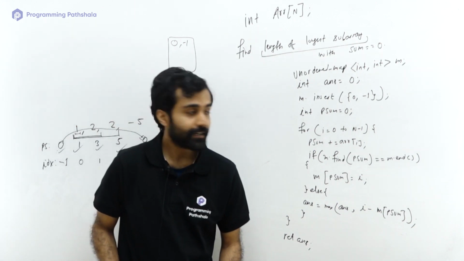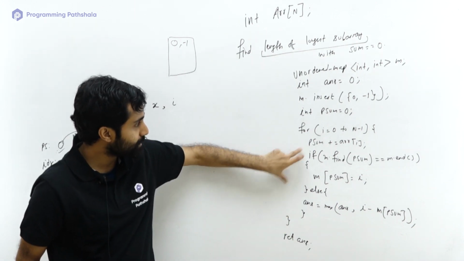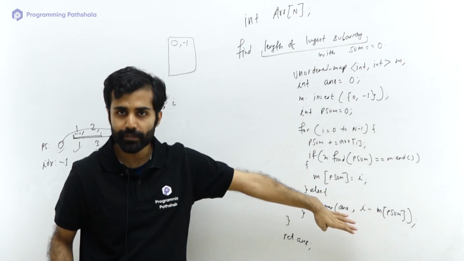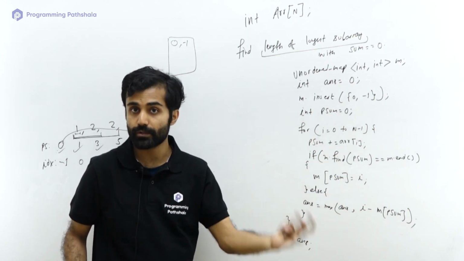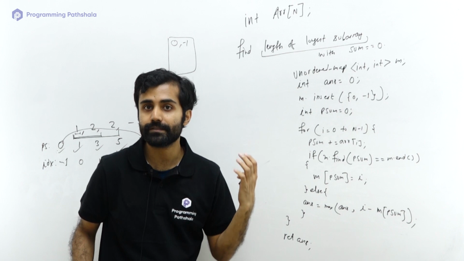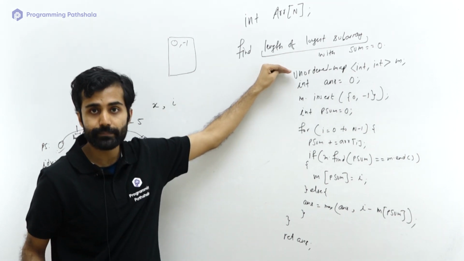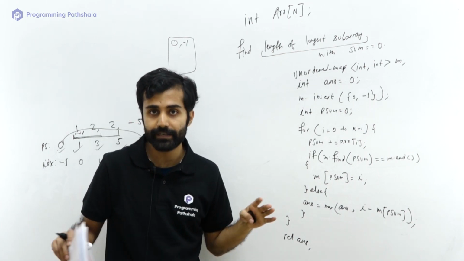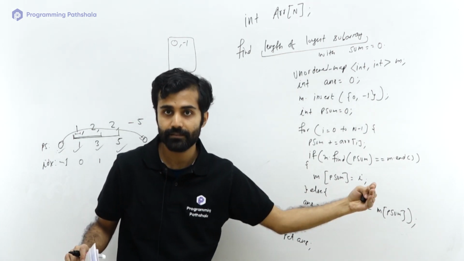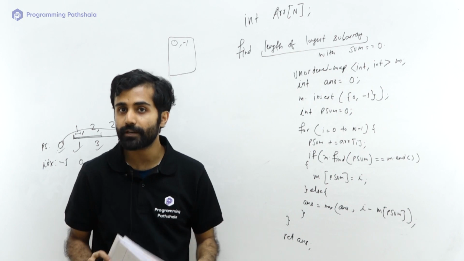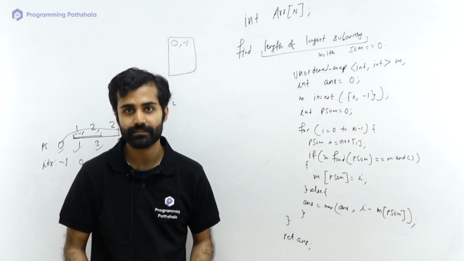Okay guys, so if I take a look here, this for loop is going to execute for n times, and every time you are doing map operations whose average complexity is order 1, so your time is order n. Because you are using an unordered map, there might be n entries, n different prefix sums. So your time and space both are going to be order n each.